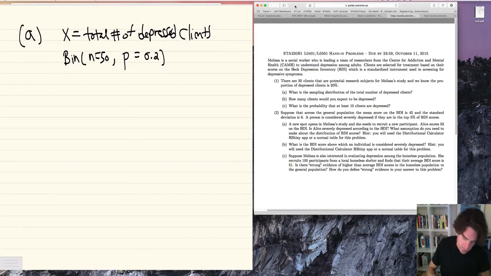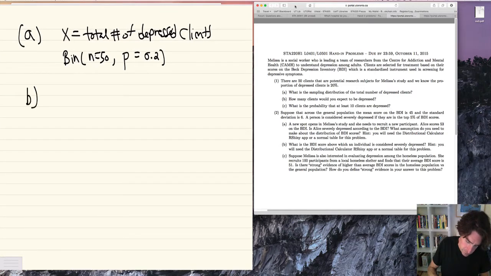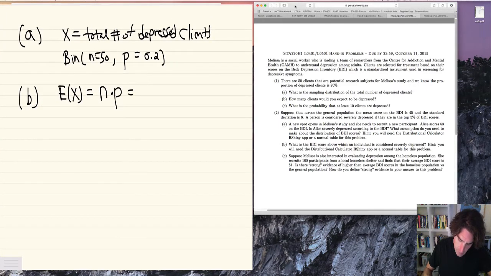Okay, what about part B? Part B, it says, how many clients would you expect to be depressed? Well, that's asking you for the expected value of the number of depressed clients. So the expected value for a binomial distribution is just the number of trials times p, which in this case is 50 times 0.2, which is 10.